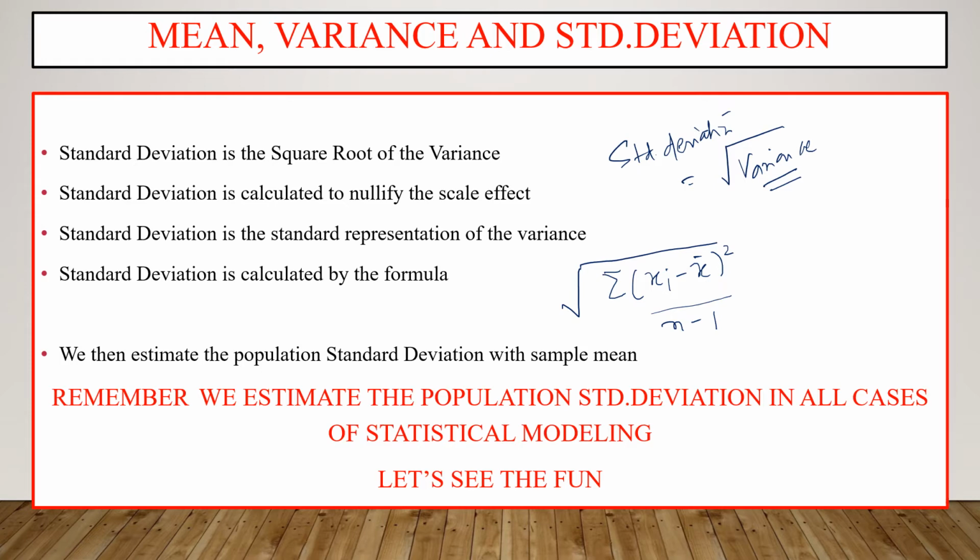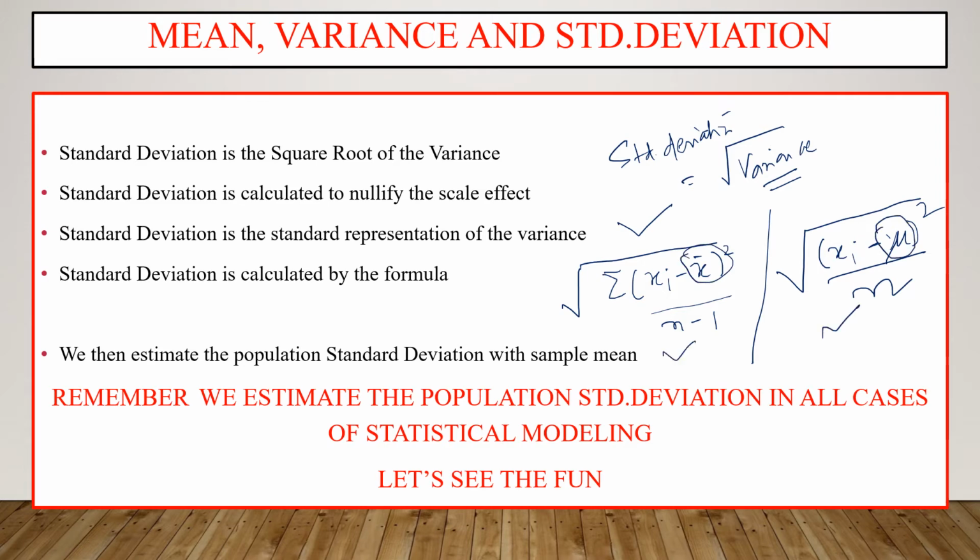Now if we are calculating standard deviation, then it will be the square root of the sum of (xi minus mu) whole square, divided by n. In this case we will not divide by n minus 1. Remember the distinction. This is, we are using the sample mean x bar. Here we are using the population mean. This is calculating and this is estimating.